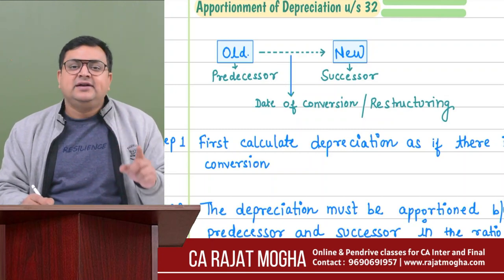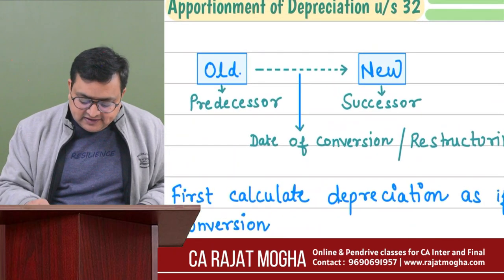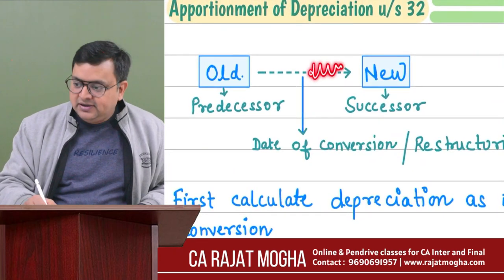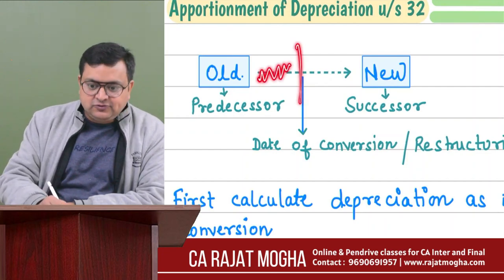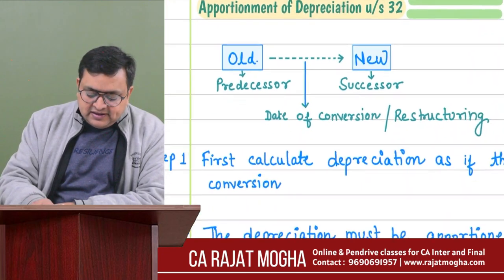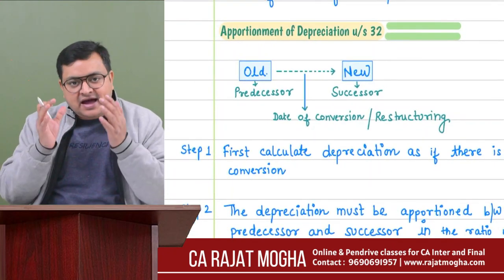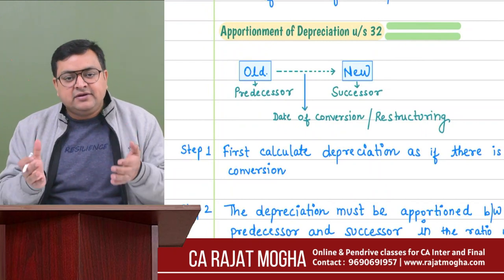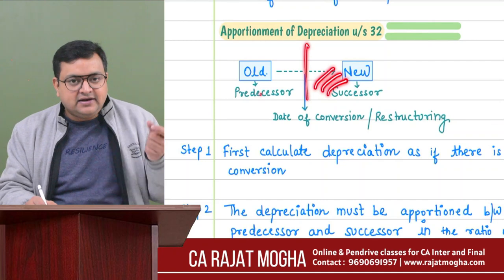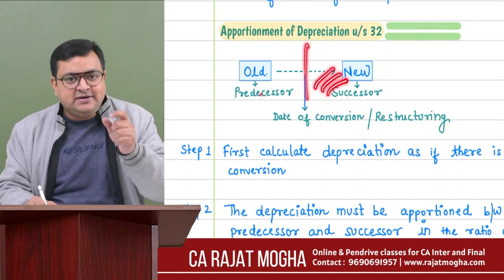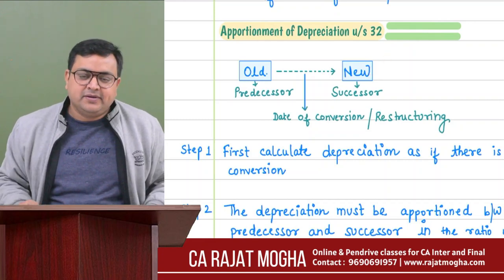But please remember, if any asset is purchased only after conversion, the predecessor has never used it. It was used only by the successor. In that case, please do not split the depreciation, because that asset was never used by the predecessor. That depreciation will go only to the successor, right?